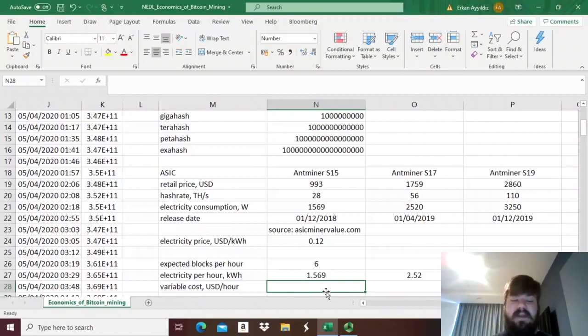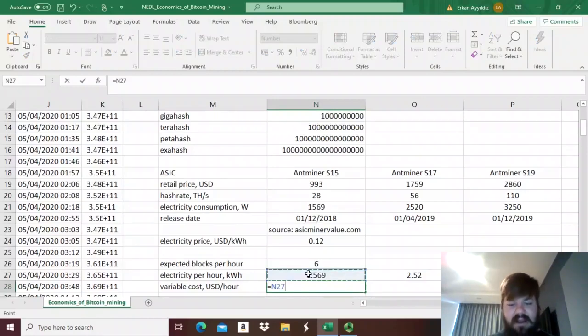And now, figuring out the variable cost of mining in dollars per hour, we need to multiply our kilowatt hour consumption per hour per ASIC by our electricity price. Here, we assume that our electricity price is 12 cents per kilowatt hour, which is a very common price of energy in the US. So we're assuming we are a US-based miner. You could change this to reflect the price of electricity in your own country.